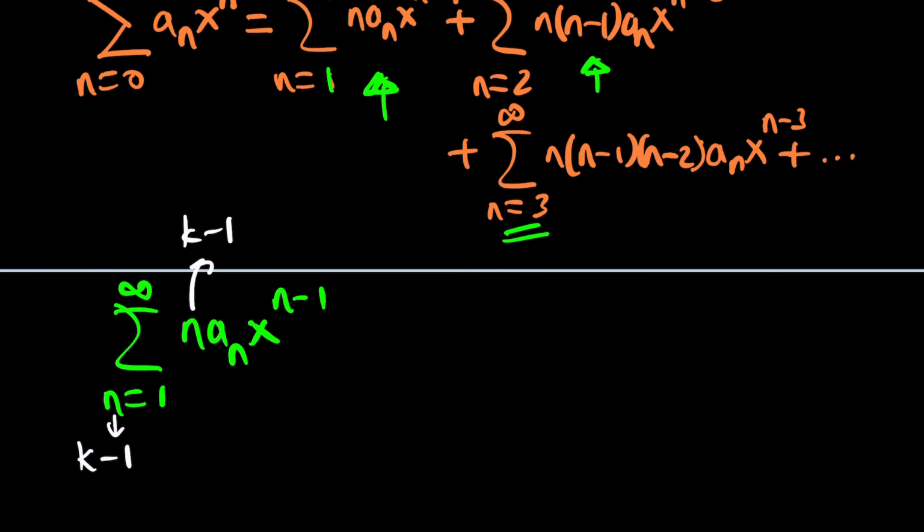When you do it, you're going to get the idea. It's going to start with k equals 2 because k minus 1 equals 1 means k equals 2. But here's the problem. You don't want k. You want everything to be n. So we're going to do the following. Instead of replacing with k minus 1, we're going to replace n with n minus 1.